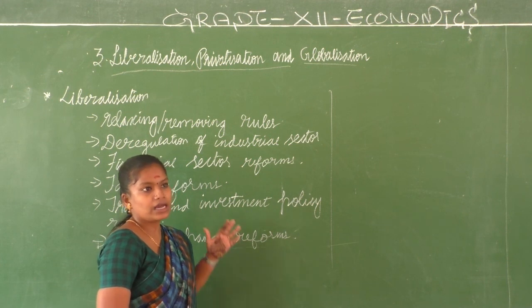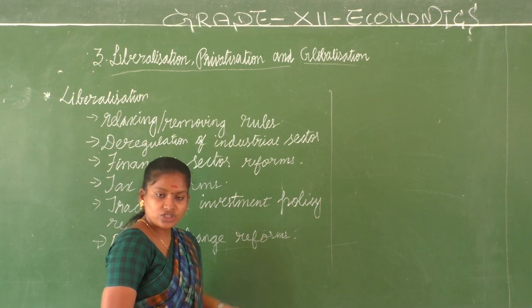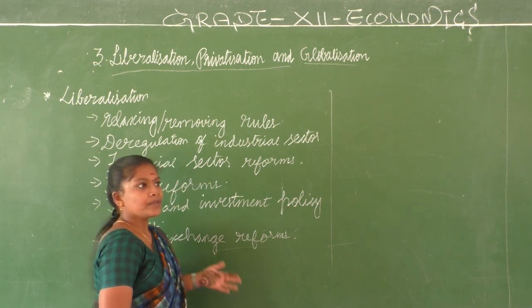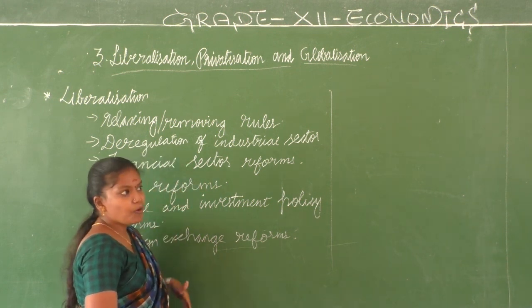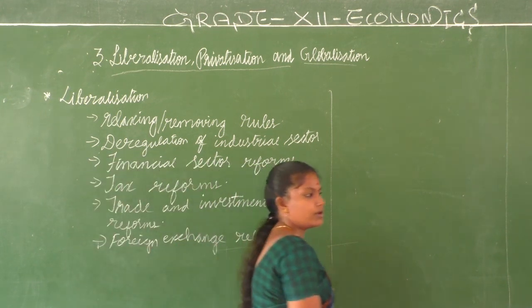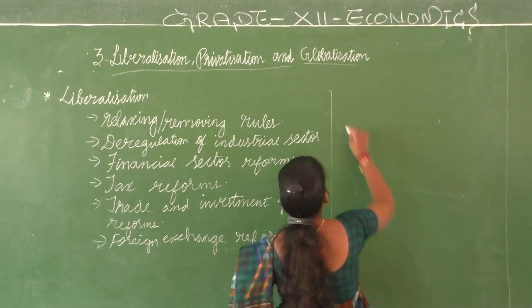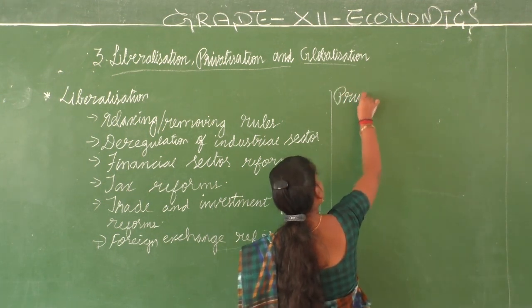They devalued in the 1991-92 budget, and in 92-93 they brought in many more changes in the budget. Through that only, exports were increased and imports were minimized. Alright children, this is all about liberalization. Now, talking about privatization.